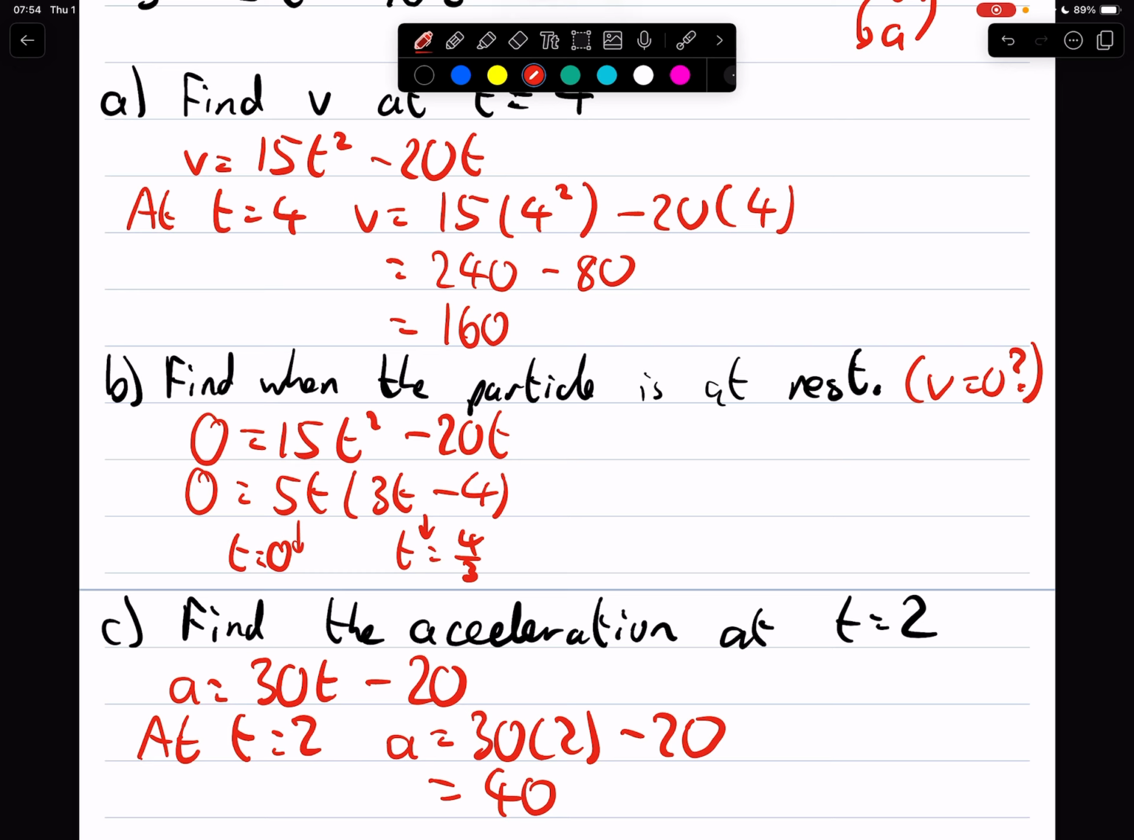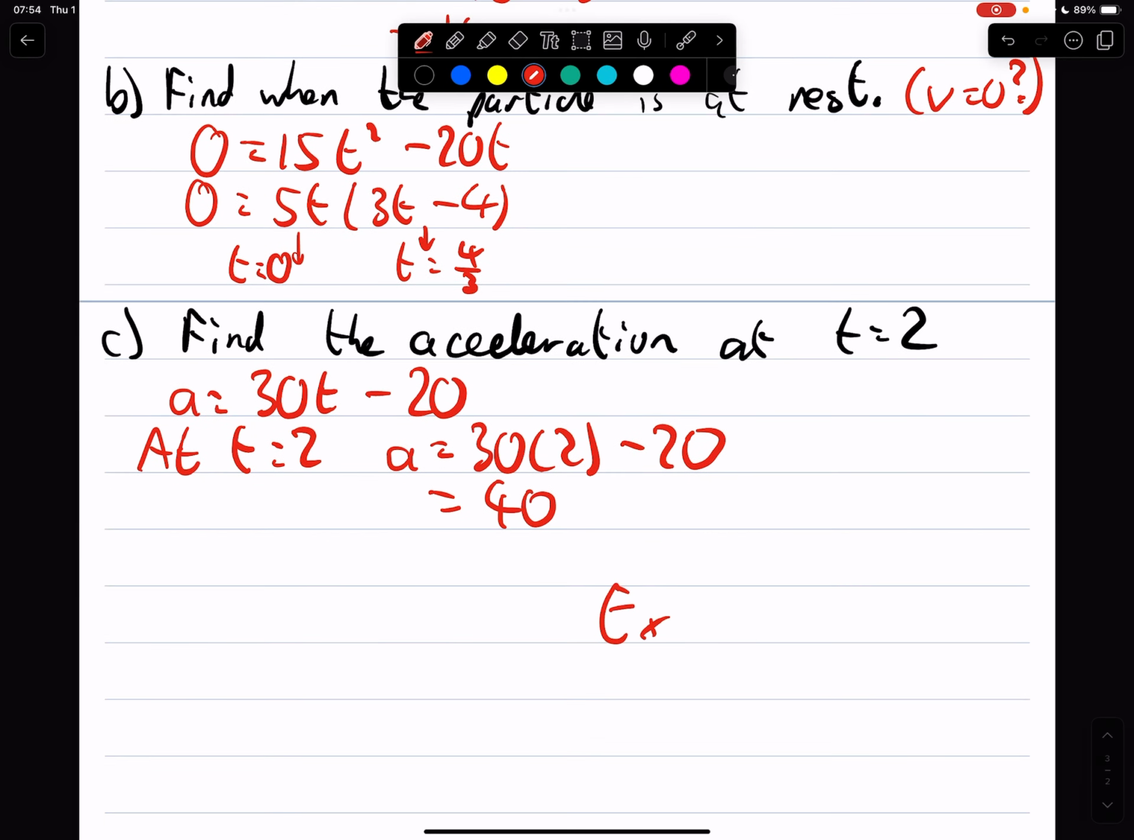So I would like you to attempt the questions on exercise 11.1 and 11.2. You now have enough information to do that. I will be going through how to do the stuff involving integration in the next lesson on Monday, so you will need to have an understanding of this before we get to that. Okay, thanks.